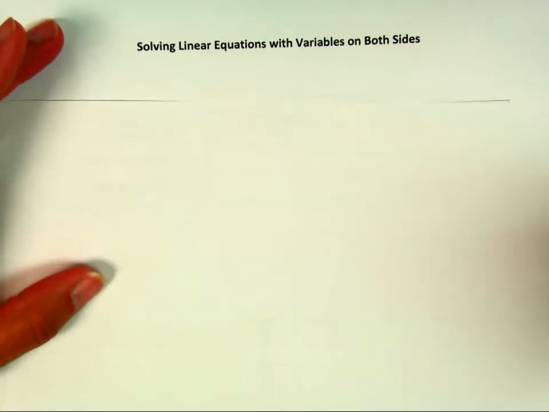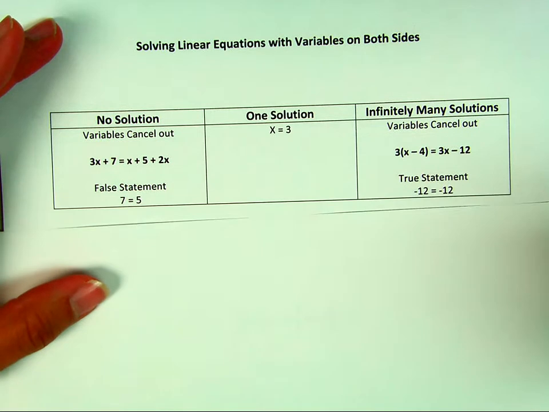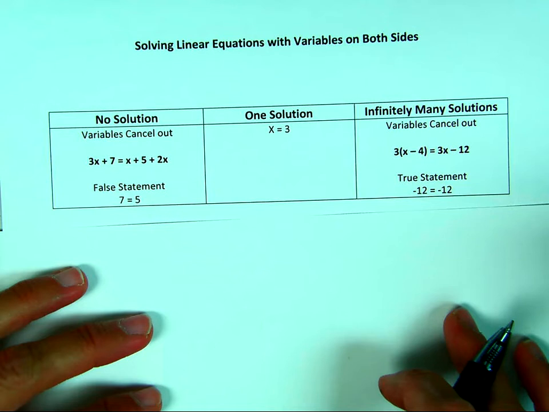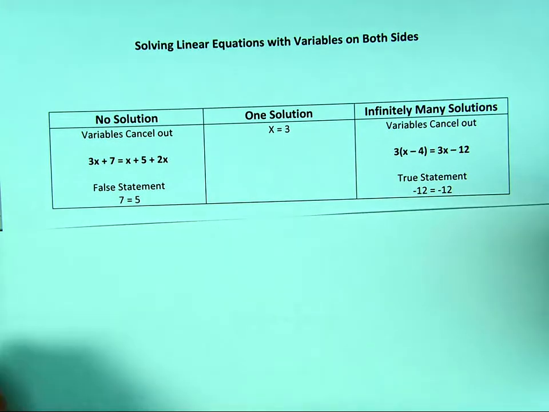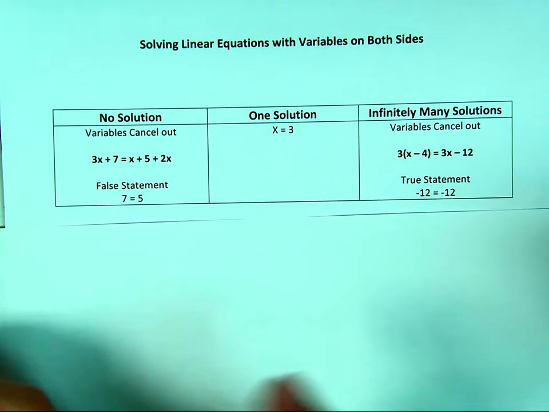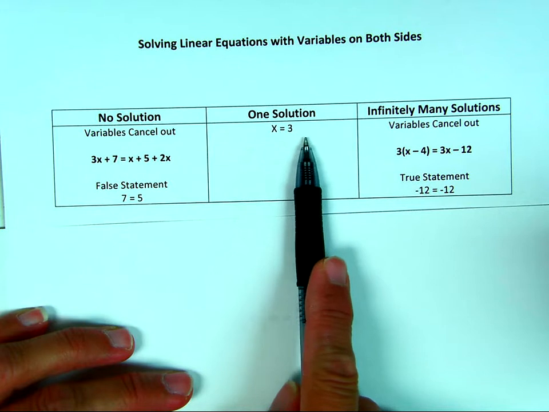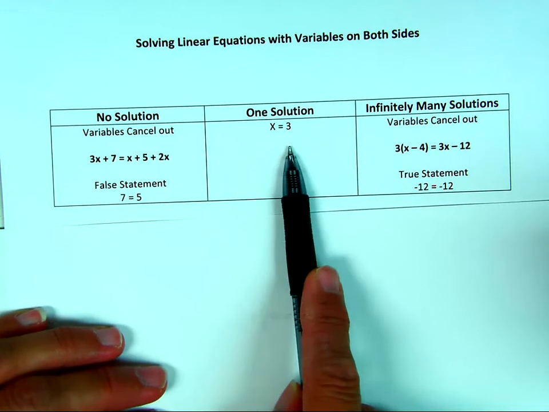So there's three things that can happen when you have variables on both sides. And this only can happen if you have variables on both sides. If you have variables on one side, then you always get a solution. But when you have variables on both sides, sometimes the variables can cancel out. So if they don't cancel out, you're left with just an x equals 3. And those are the equations we've been working on.